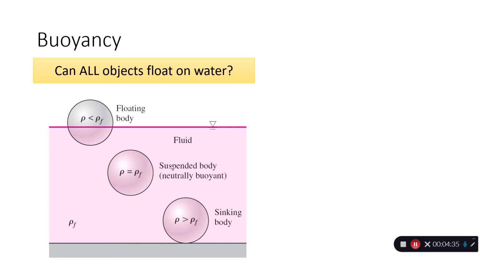And a suspended body, which is neutrally buoyant. Okay, it's just suspended in the water. It's neither floating at the top or sinking at the bottom. So that means that the density of the object is equal to the density of water. Okay, and then we have the sinking body, which obviously has a higher density than the density of the water, of the fluid. Okay, so comparing the densities will tell you whether an object will float in a certain liquid or not.